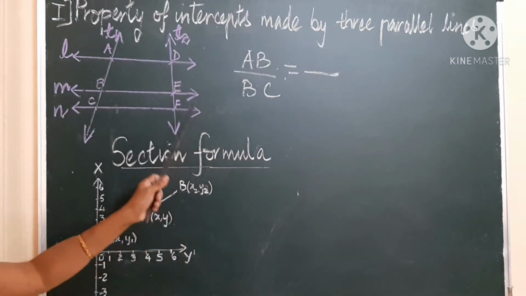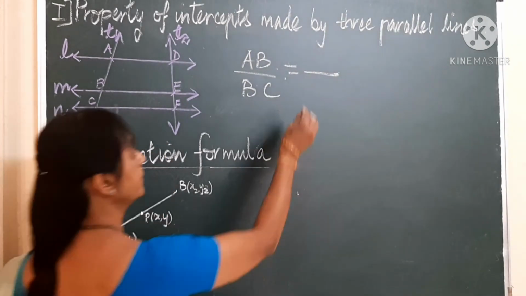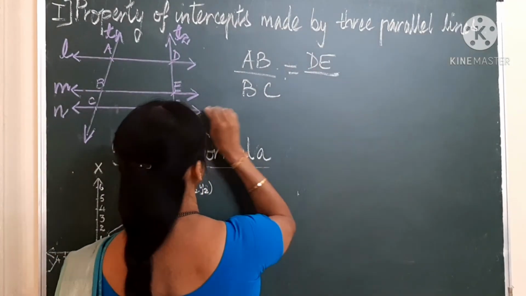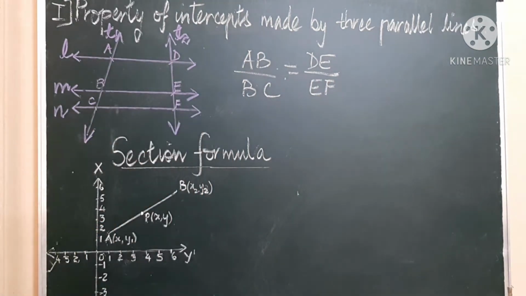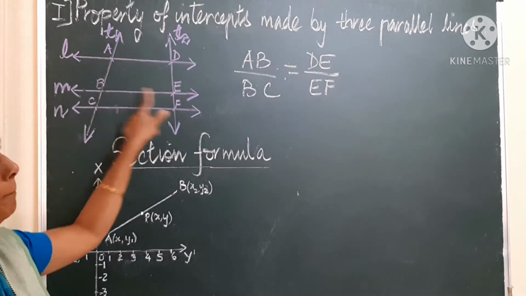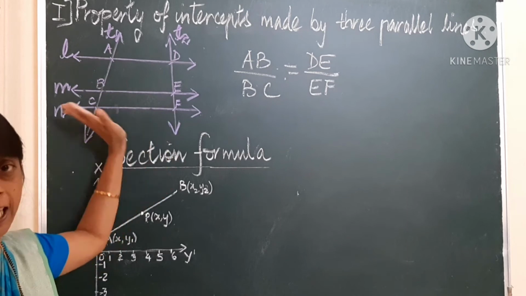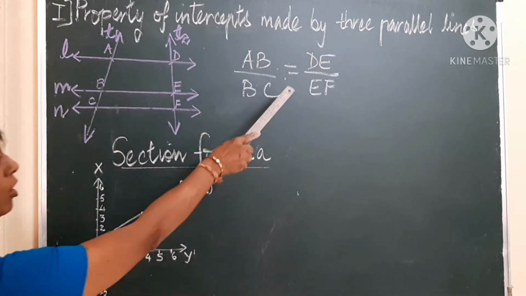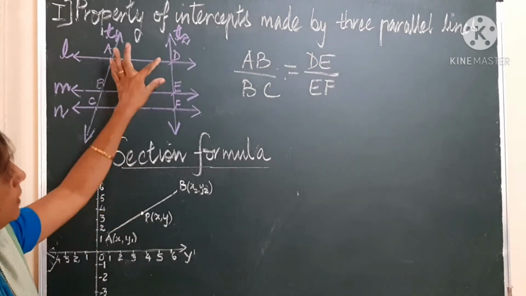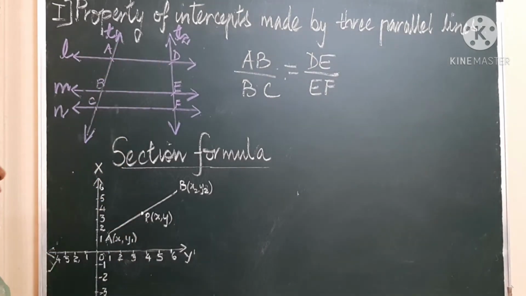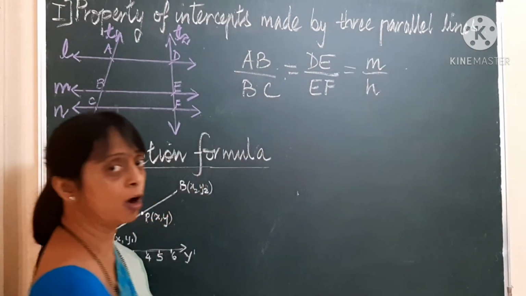Which is the other transversal over here? T2. Which are the intercepts formed? They are DE upon EF. So once again, to recall, what is the property of intercepts made by three parallel lines? It is the ratio of the intercepts made by three parallel lines on any n number of transversals is always equal. So AB upon BC is always equal to DE upon EF, and you can see that ratio is always a numerical constant, say M upon N.